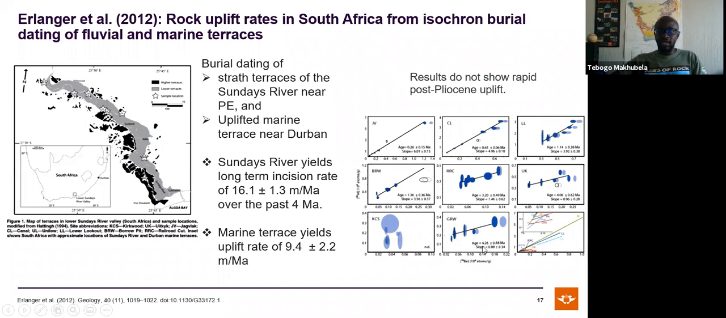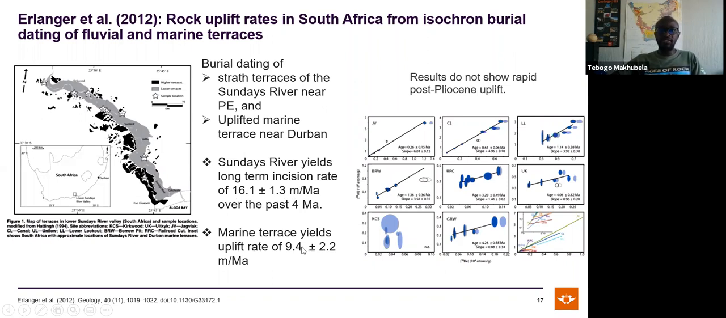By using simple burial dating as well as isochron burial dating, they determined that over the past 4 million years, based on the burial ages for the strath terraces of the Sundays River, the long-term incision rate of the Sundays River was about 16.1 ± 1.3 meters per million years, a value that is significantly lower than the suggested 100 to 200 meters per million years, but consistent, of course, with other studies of thermochronology and cosmogenic nuclides.